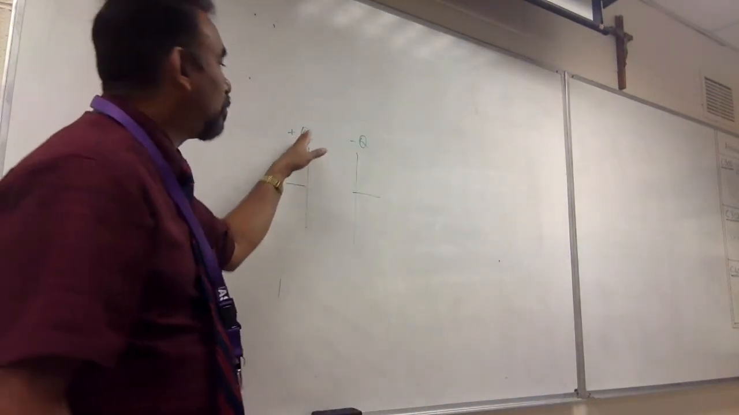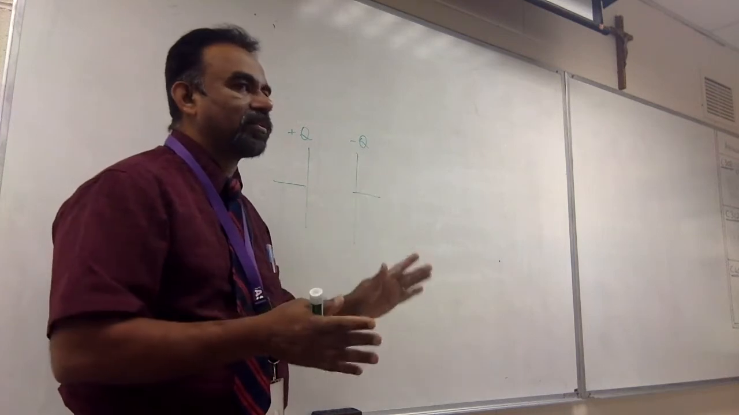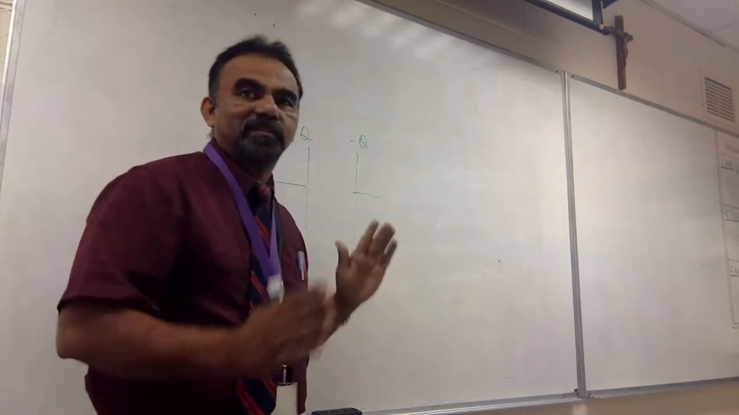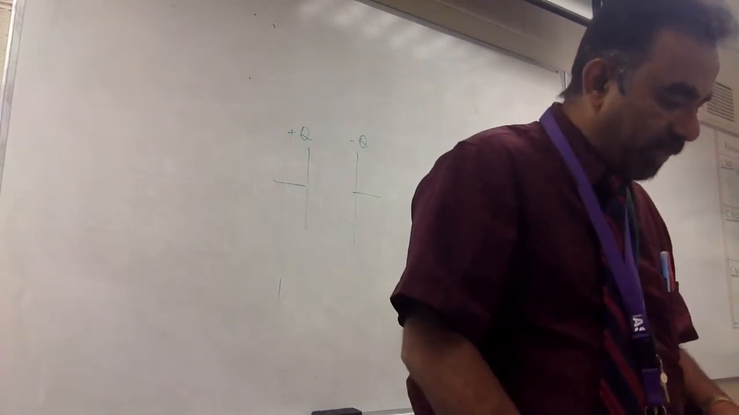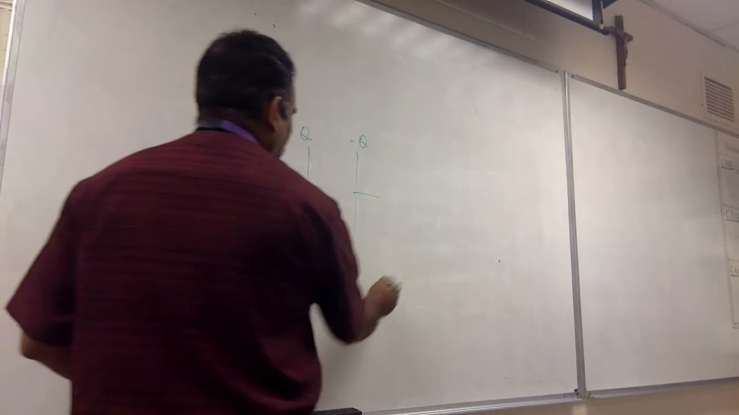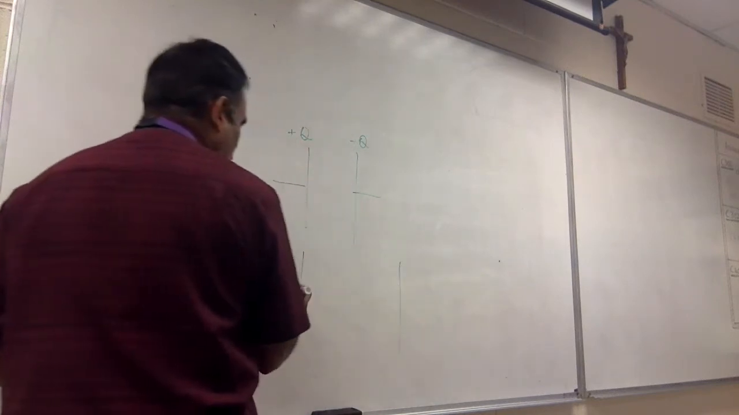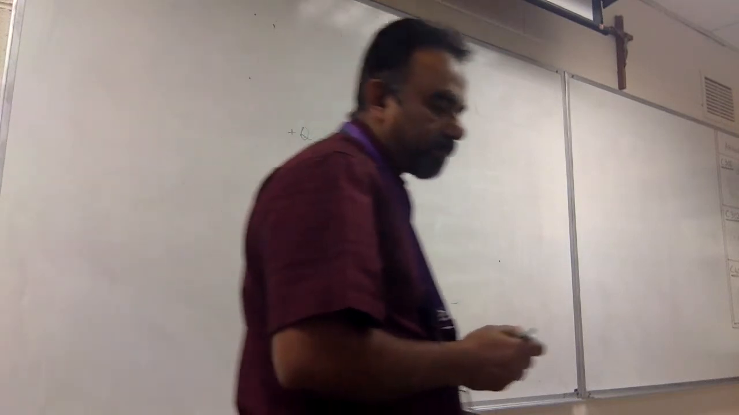Sometimes they'll say this has got plus 100 microcoulombs, that's got minus 100 microcoulombs. You just take it as 100. That's it. You don't have to worry about the charge on the capacitor. It's 100. So Q. The separation of the plates is then doubled. I think we discussed this towards the end of the last class.